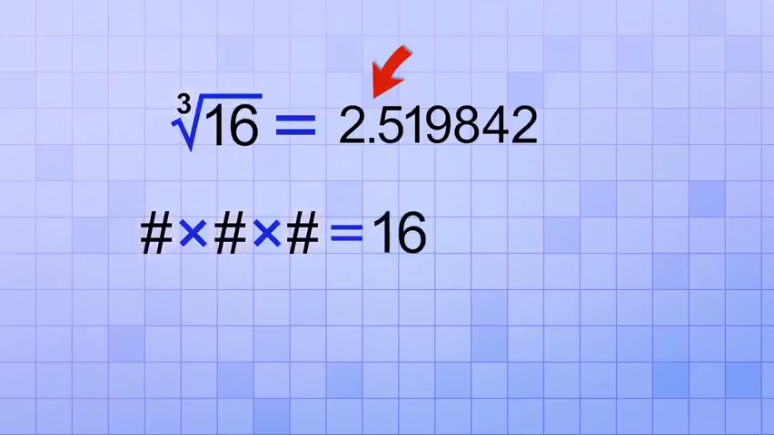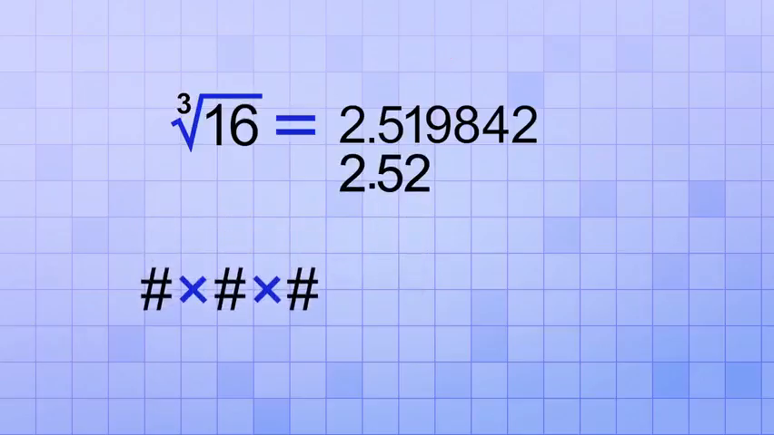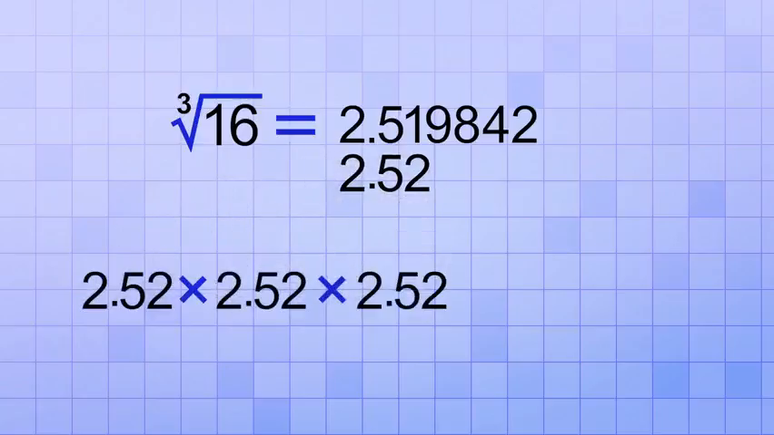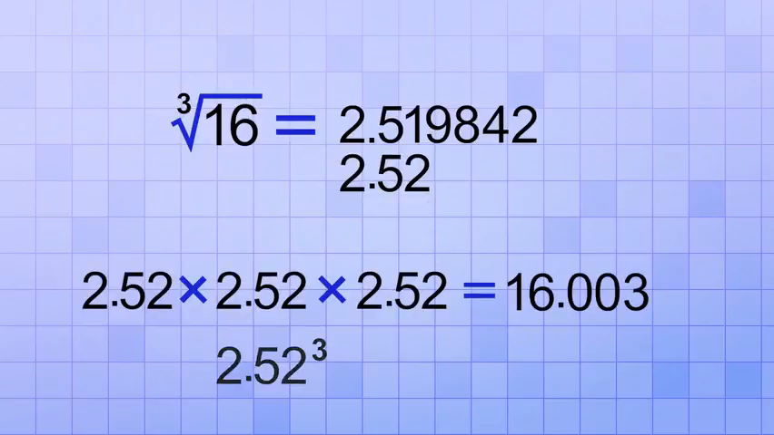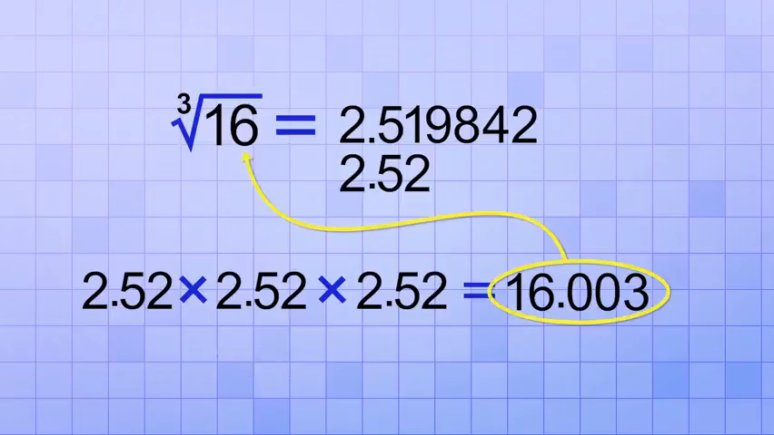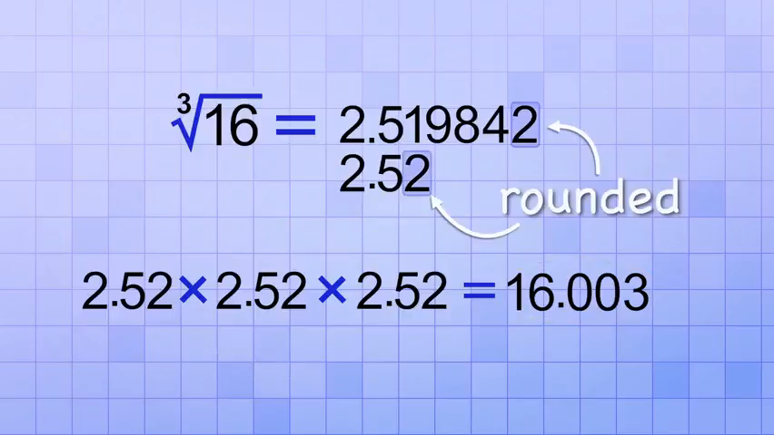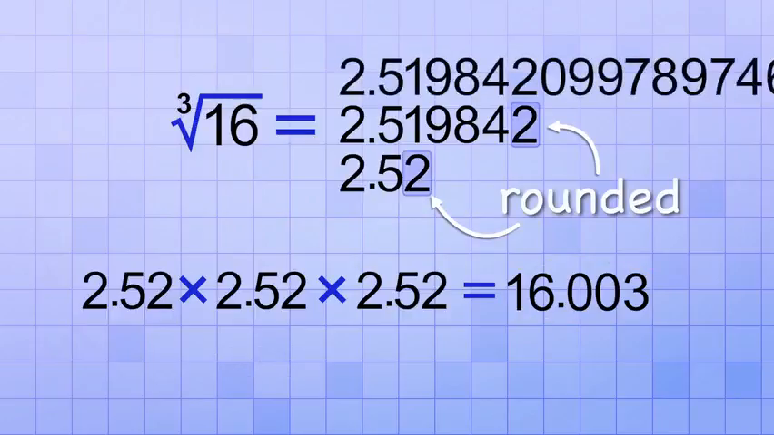But to make it easier to check, let's just round the number off to 2 decimal places. Let's make it 2.52. If we multiply 2.52 together 3 times, in other words, if we take 2.52 to the third power, we'll get 16.003. Well, that's almost right. It's really close to 16, isn't it? The reason it's not exactly 16 is that we rounded the number off, which made it less accurate. But the more decimal digits we use, the closer we'll get to 16.